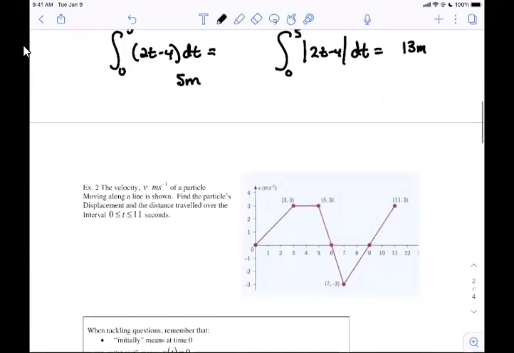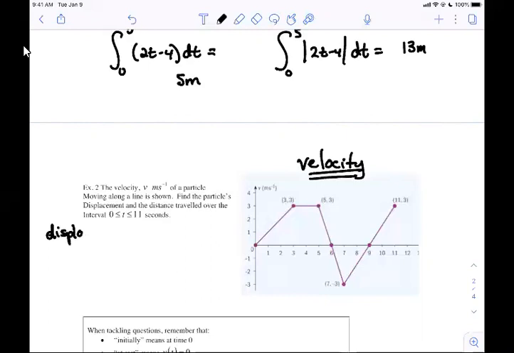All right, let's look at a diagram. Example 2 says the velocity. So this is really, really important. This is a velocity graph, not a position graph. Let me say that again. It says this is the velocity graph of a particle moving along a line. Find the particle's displacement and distance traveled over the interval 0 to 11 seconds.